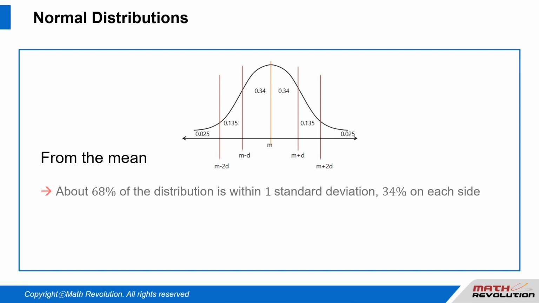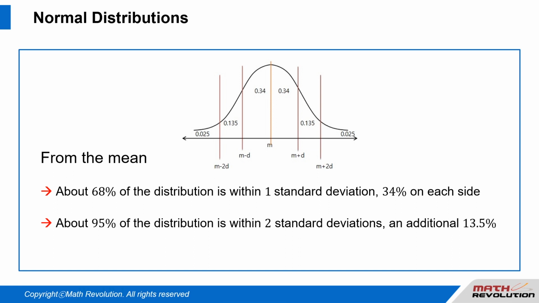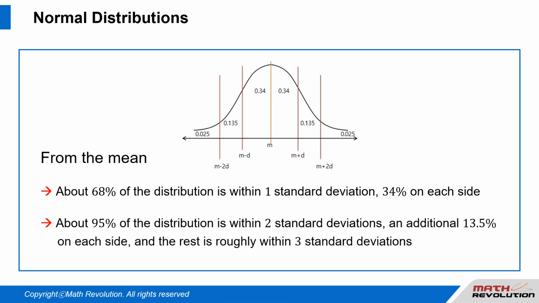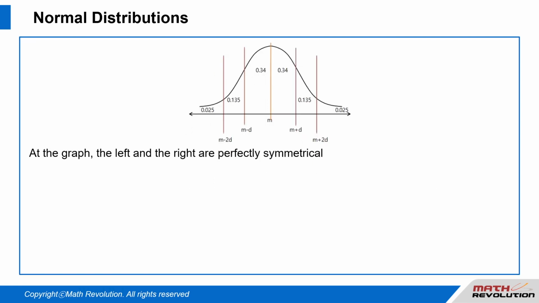From the mean, about 68% of the distribution is within one standard deviation, 34% on each side. About 95% of the distribution is within two standard deviations, an additional 13.5% on each side, and the rest is roughly within three standard deviations. If we take a look at the graph above, around the mean, the left and the right are perfectly symmetrical.